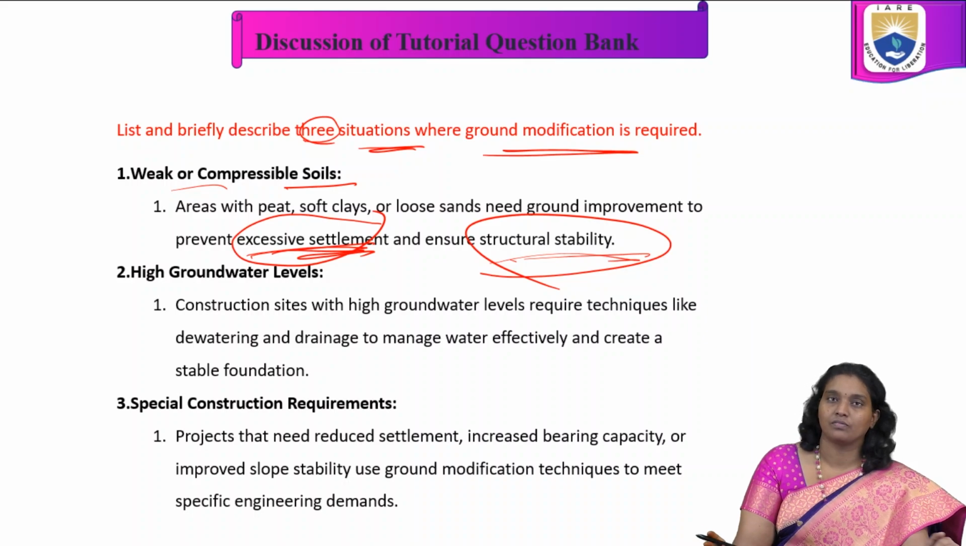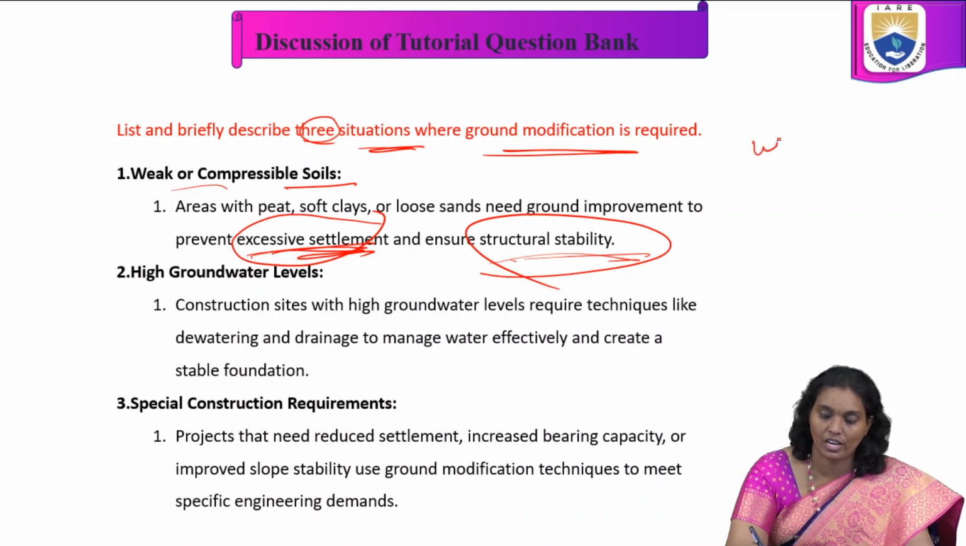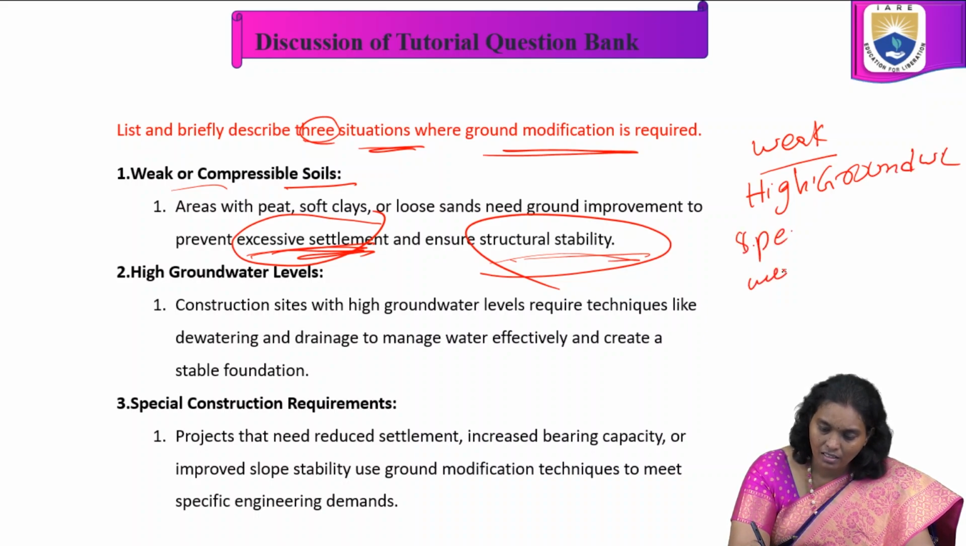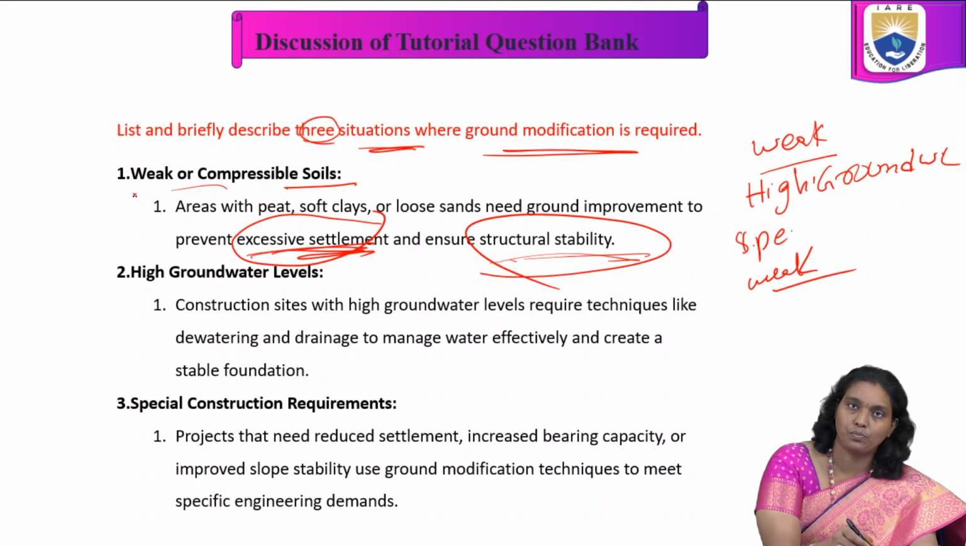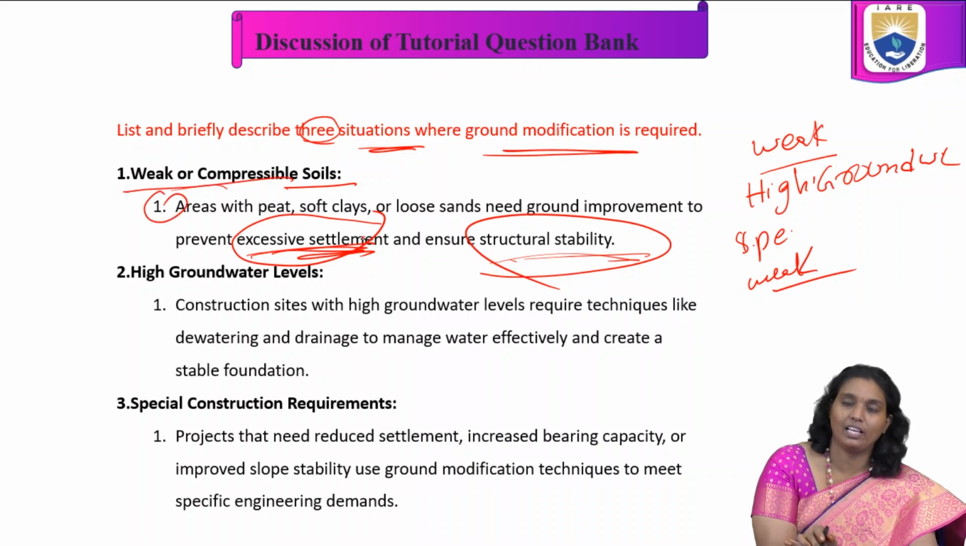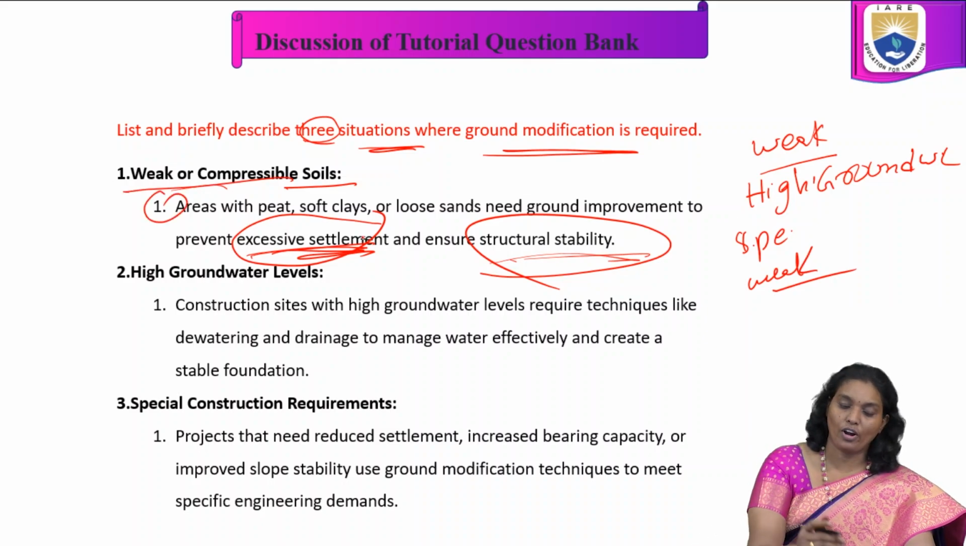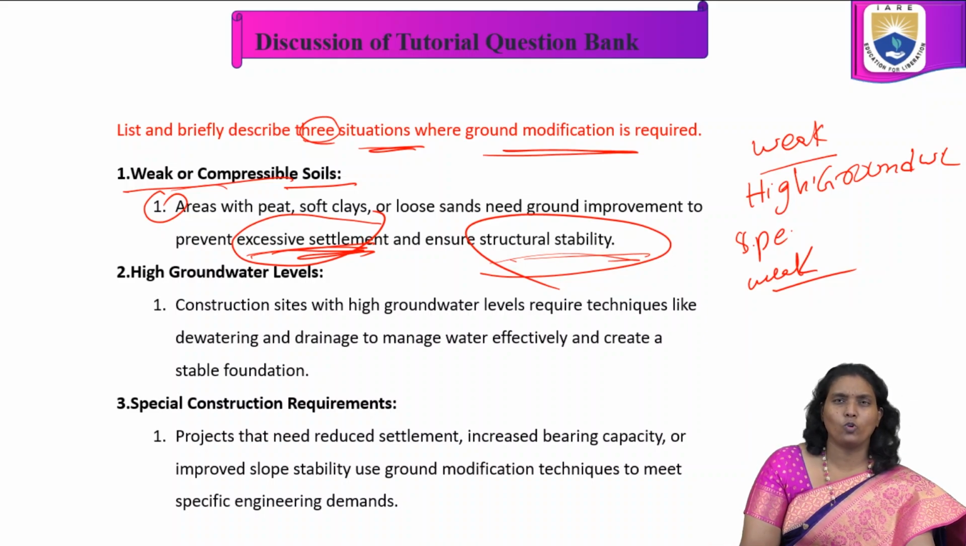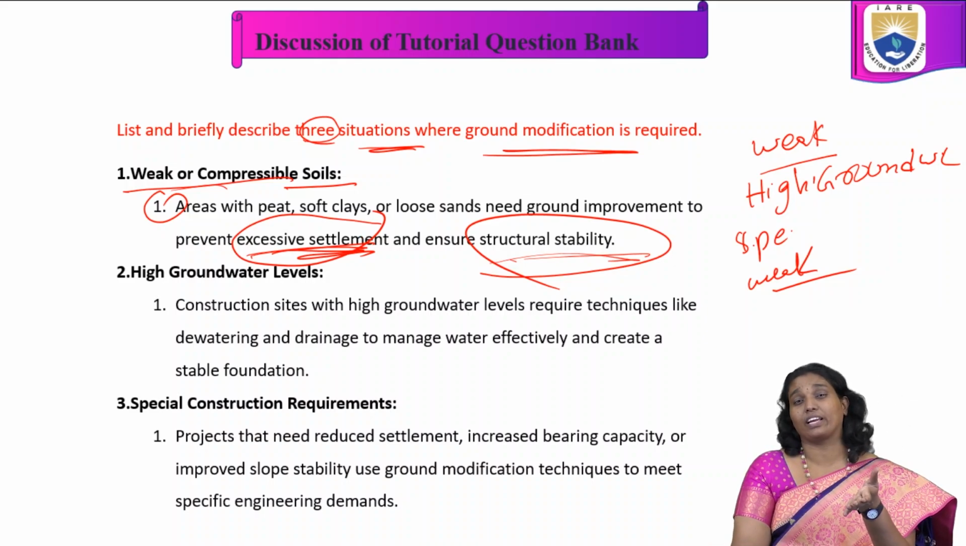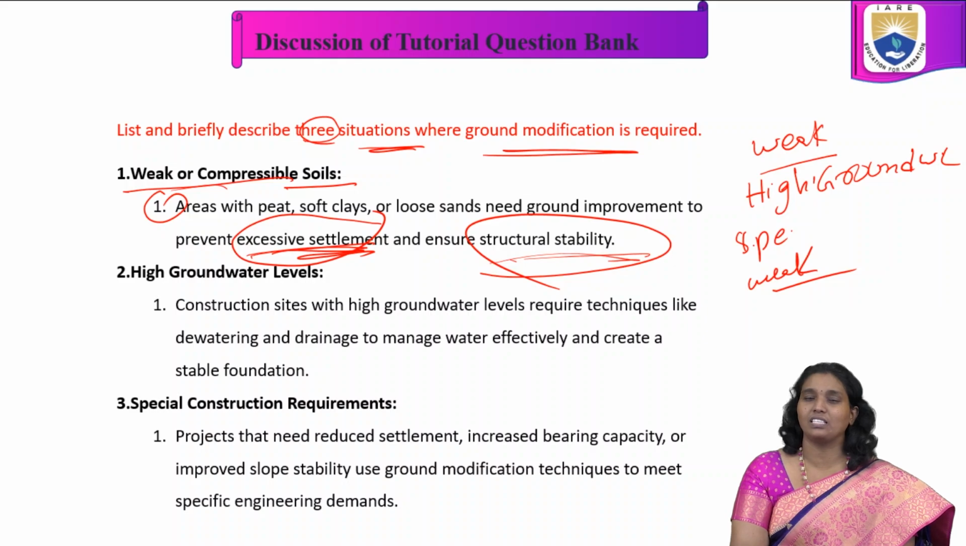We are listing. First we have to list, not like this. First we have to list and then briefly describe one by one. First list out, put a heading and list out. Then again for each and every one, put a heading and write about that particular issue. If you want, you can elaborate more, but do not go into which type of technique we are using. That is not required for this question.